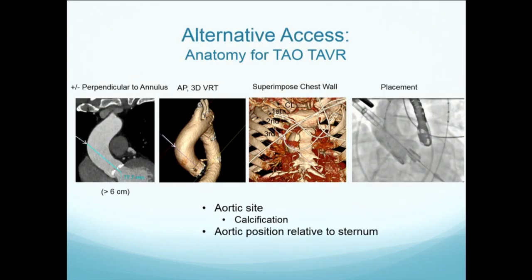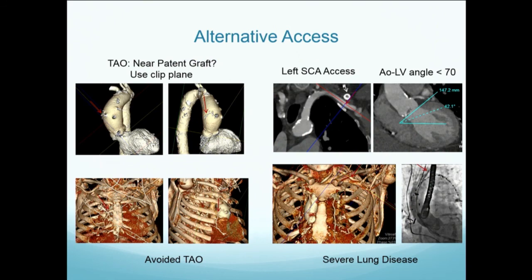There are alternative access sites. You just need to know how to use the software, look for calcification, and decide whether you need to go intercostal or a hemisternotomy. And the same is true by using clip planes to see about where the valves are relative to the ribs.